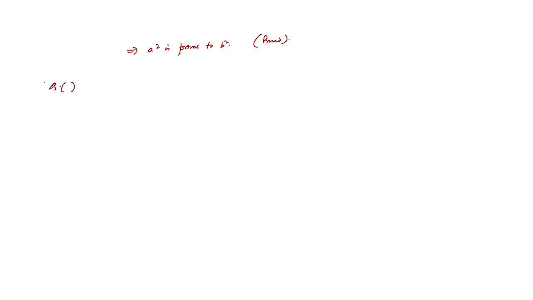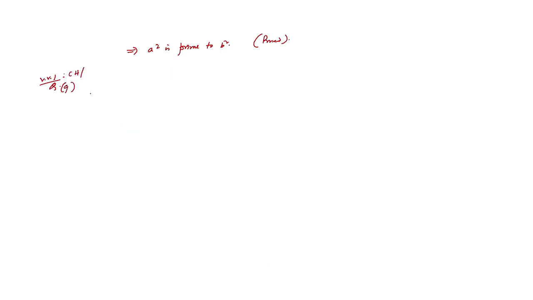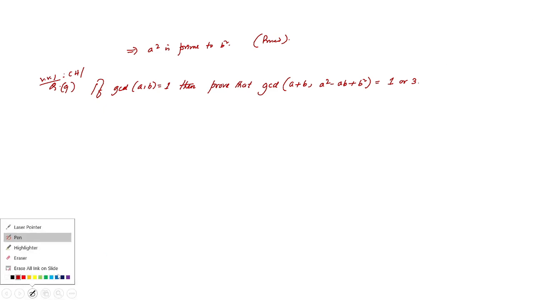Now we come to the next important question. This question is very, very important for Calcutta University or any other university examination. This is question number 9. If GCD of A, B equals 1, then prove that GCD of A plus B, A square minus AB plus B square will be 1 or 3. The thing is how to prove, how to solve this kind of problem. So okay, we will come to the solution.